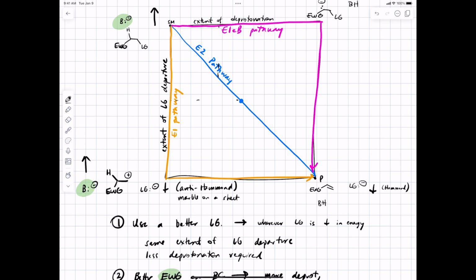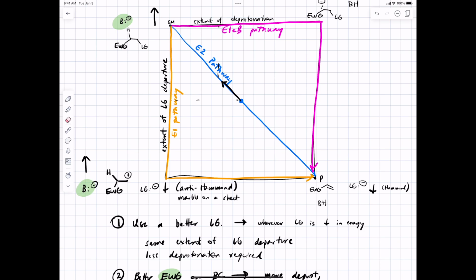Okay, so in the upper left-hand corner, we're going to have the Hammond effect. We've raised the energy of our starting material. That's going to make our starting material resemble the transition state more, or rather the transition state resemble the starting material more. Using a more reactive base makes the transition state earlier. In contrast, over here in the lower left-hand corner, using a more reactive base should result in an anti-Hammond effect.